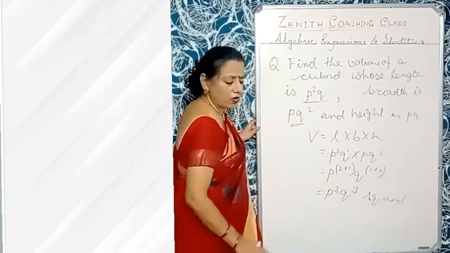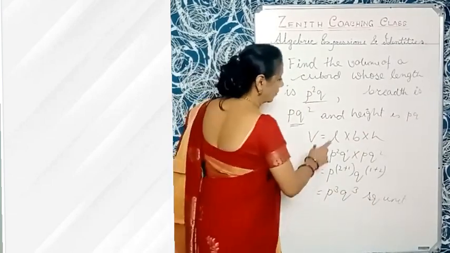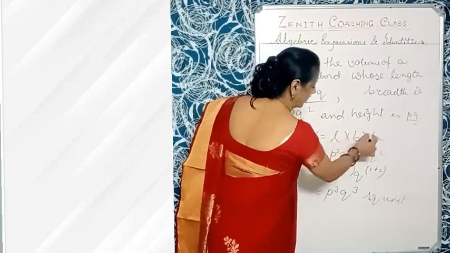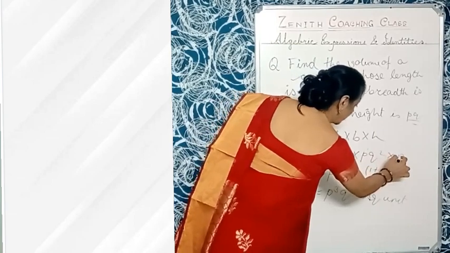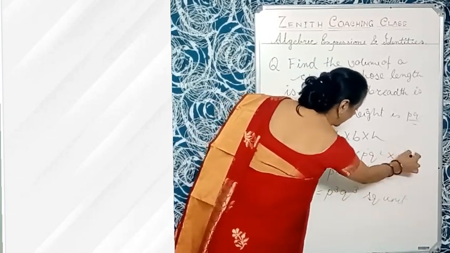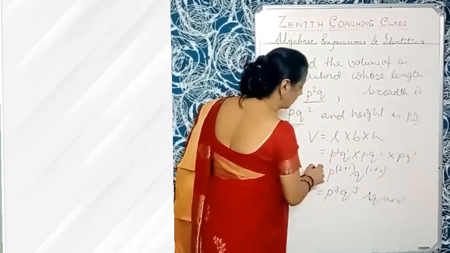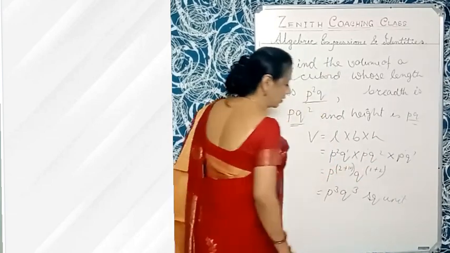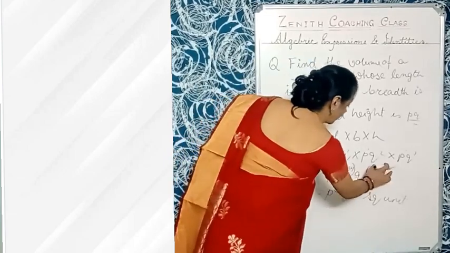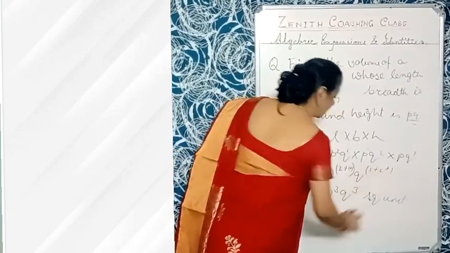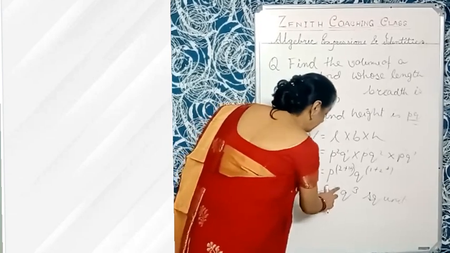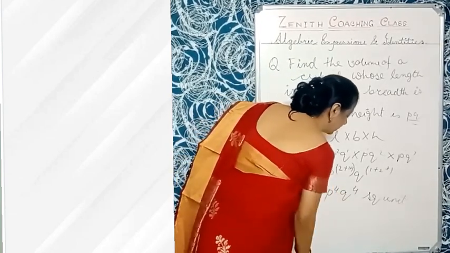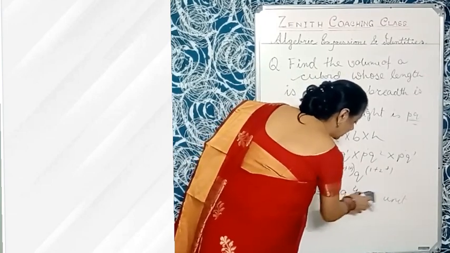Easy sum. Then what is the height here? Height is pq. So you have to multiply length into breadth into height. So pq is p to the power 1, q to the power 1. So here the volume would be p to the power 2 plus 1 plus 1, and q to the power 1 plus 2 plus 1. So p to the power 4, q to the power 4. That is not square unit, that is cubic unit.